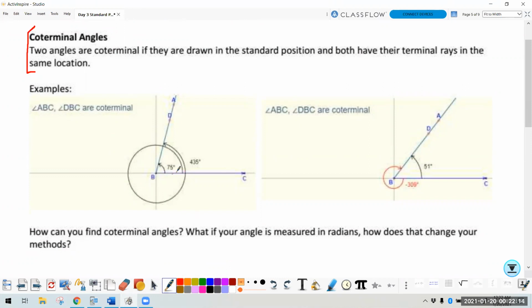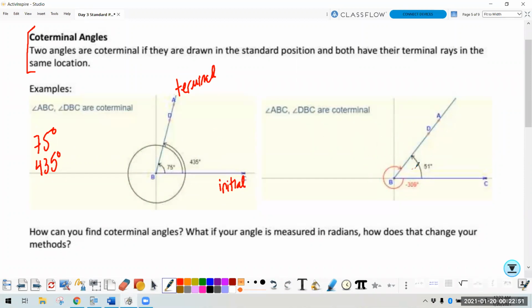So for example here, we've got this angle here, 75 degrees. The initial ray on the positive x-axis, here's the terminal ray. This 75 degrees is coterminal with 435 degrees. You can see they do this little swoop. We're going to go all the way around a full circle and then add the 75 again.